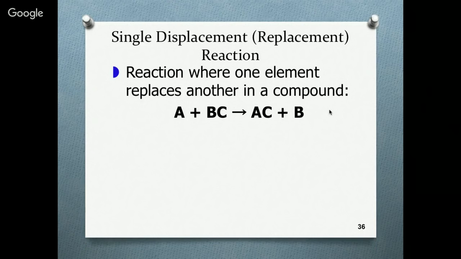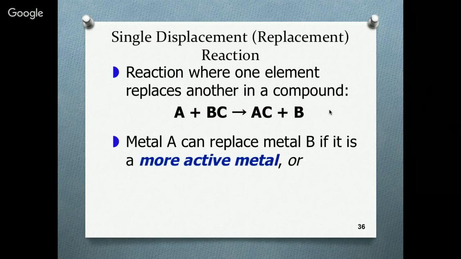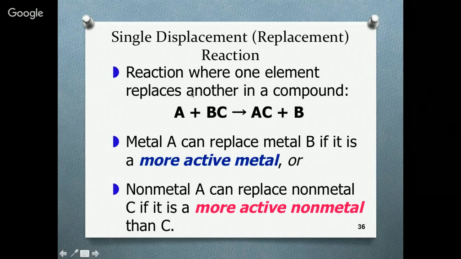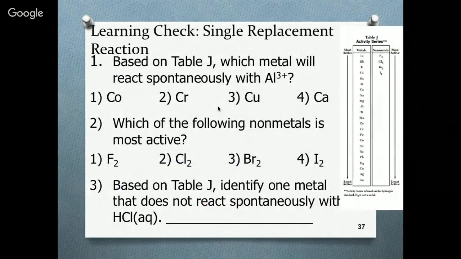It's pretty cool. In general, in a single replacement reaction, one element replaces another element in a compound. We've already seen single replacement reactions earlier today. If the element is all by itself, say A is a metal, and it's higher up on table J than B, a more active metal, then it will proceed spontaneously and can replace it. If A were a nonmetal, it could replace C if it's more active than C on table J. Take a second to try these few questions related to spontaneous reactions. I prepared them ahead of time since I knew there were some questions about it, so you can have at it.